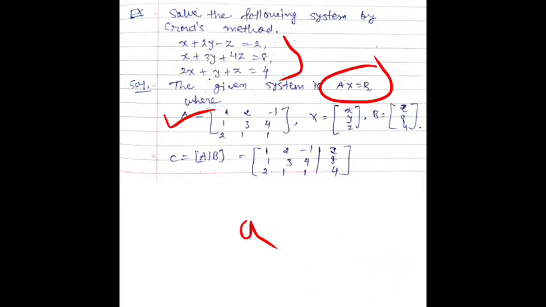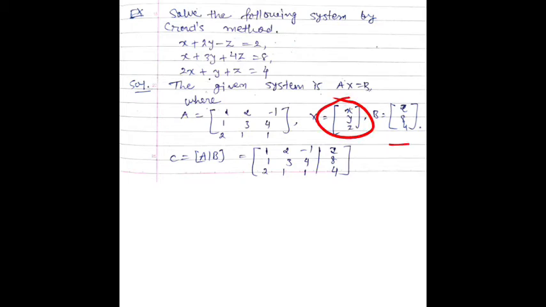And here there are 3 variables and 3 equations. So capital X is equal to the column matrix x, y, z, and capital B is this column matrix 2, 8, 4. So A augmented B can be written as this type.